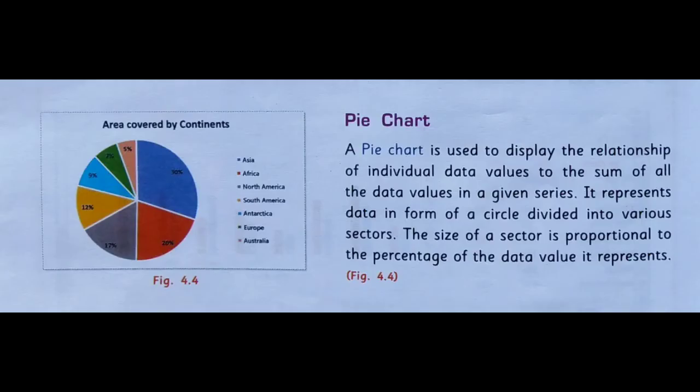A pie chart is used to display the relationship of individual data values to the sum of all the data values in a given series. It represents data in the form of a circle divided into various sectors. The size of a sector is proportional to the percentage of the data value it represents.